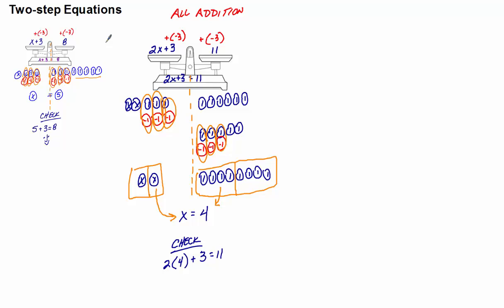Now, unlike our check on a one step, which is just one thing, here our check usually takes us 2 steps. So I use the order of operations. 2 times 4 is 8. 8 plus 3 is that 11. You bet it is. Big happy face.